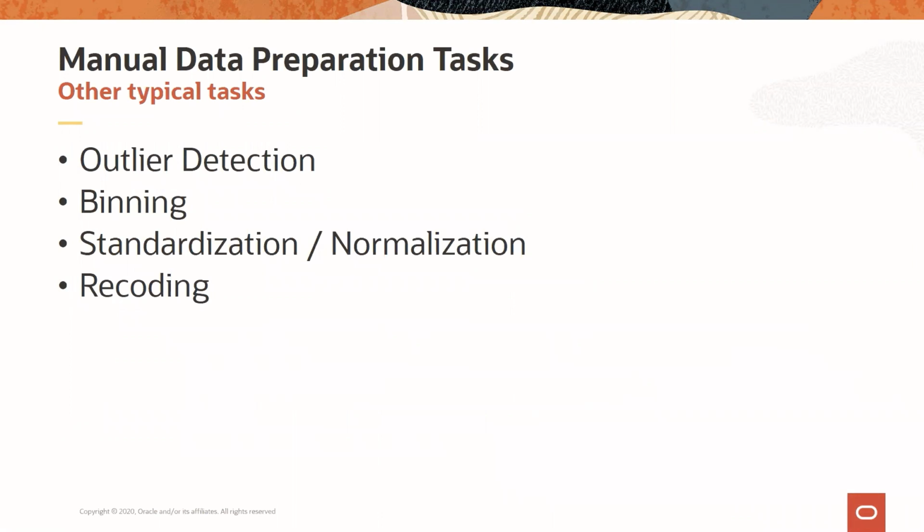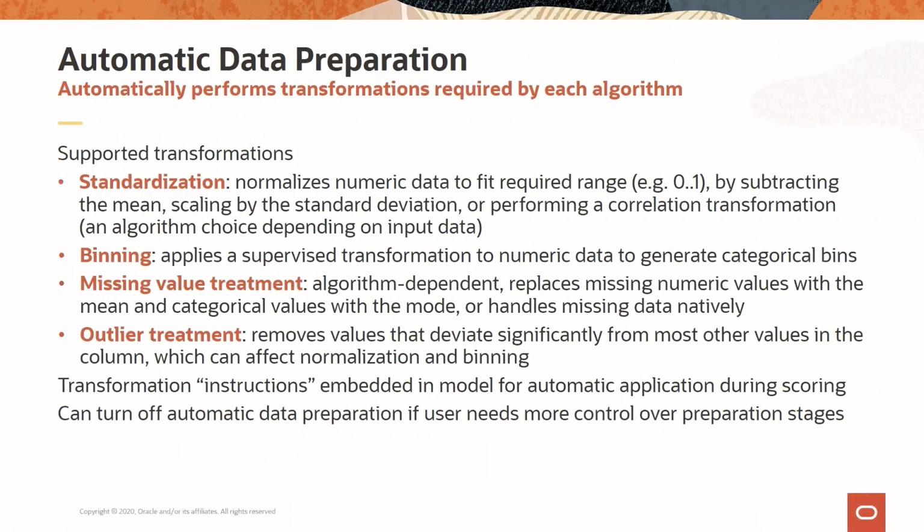Outlier detection, binning, standardization, normalization, recoding. And just in the case of looking at how we can automate some of these things, Oracle Machine Learning provides automatic data preparation, where we'll automatically perform certain transformations required by each algorithm. So supported transformations like standardization, fitting a range, sometimes called normalization, between 0 and 1, often necessary for neural network or support vector machine algorithms.